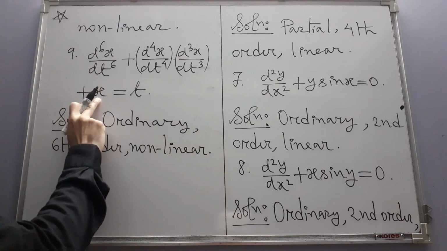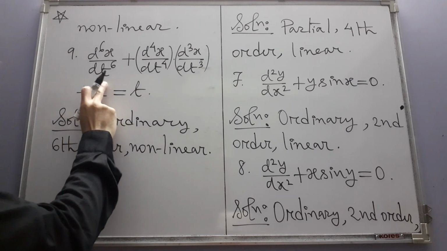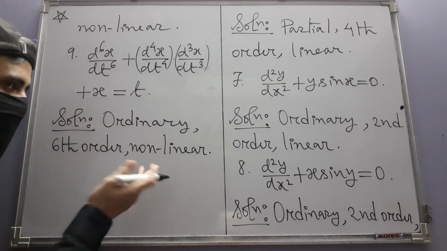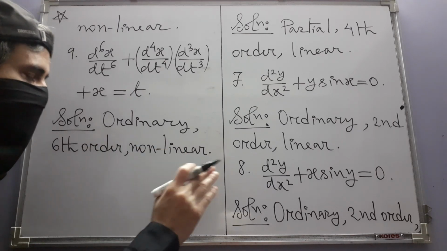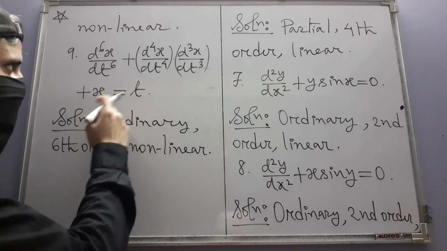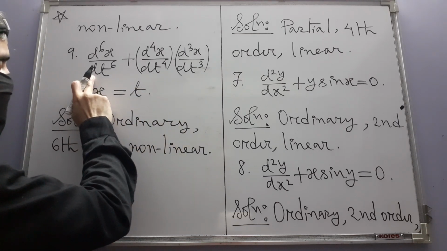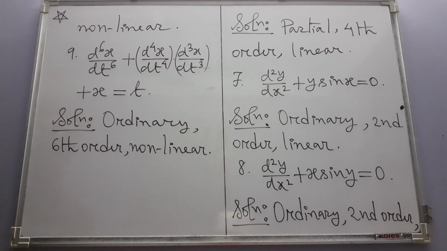This term, if I want to say so, is a linear term. Here the unknown function x appears to the first degree, no transcendental function, no higher power than the first power, no product of x with any derivative. This one also is a linear term, but the non-linearity comes from here.